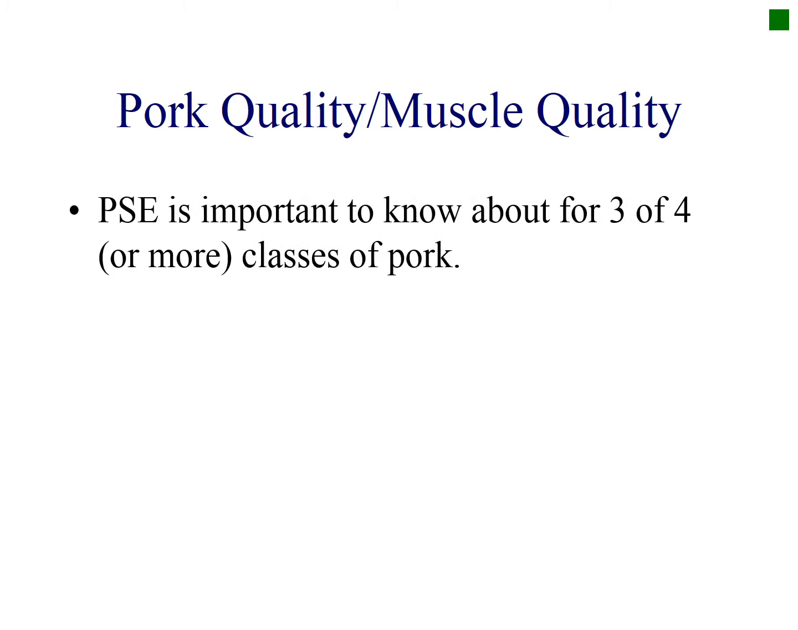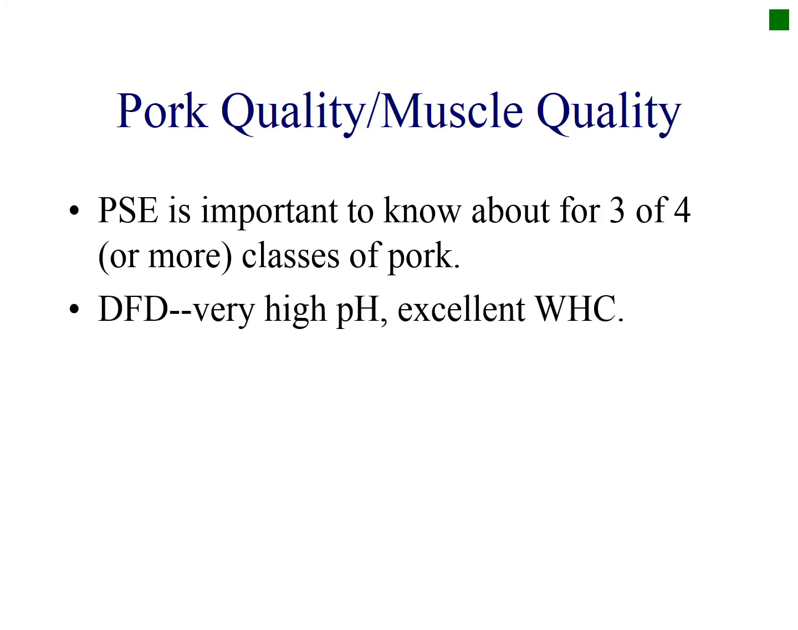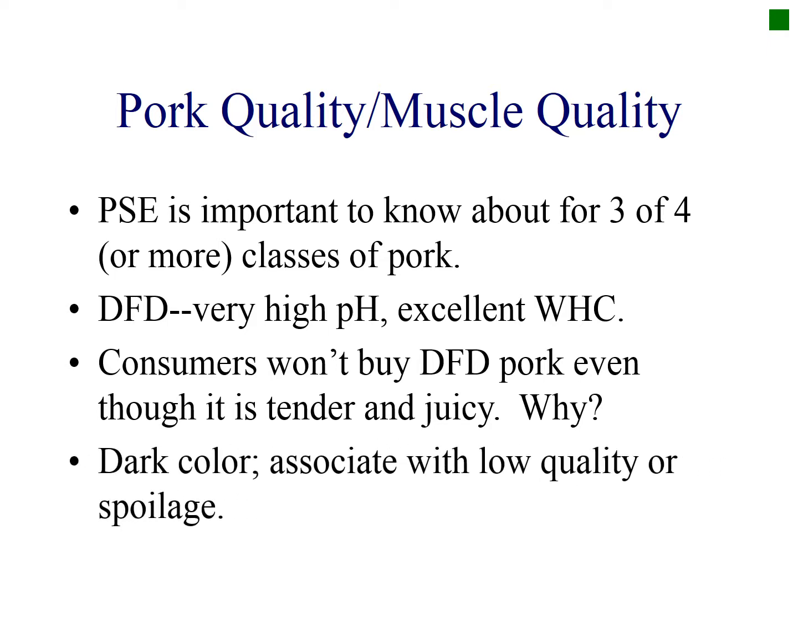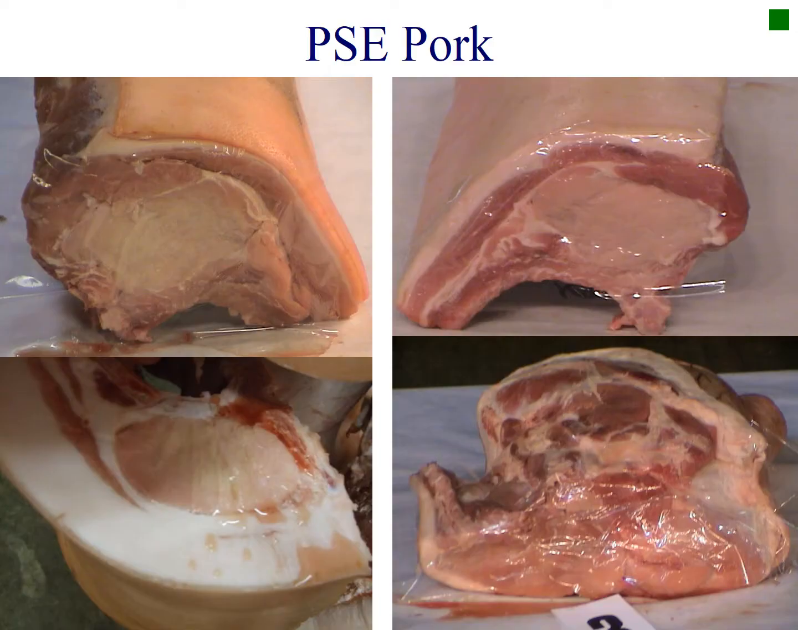So PSE is really important when you look at 3 or 4 of the classes of pork that are out there. We're going to talk about some evaluation of some pork carcasses and some cuts, just so you can see how it would affect things. Again, your dark, firm, and dry pork is going to have a very high pH. It has excellent water holding capacity. The negative thing for a DFD is that consumers see dark and associate it with being spoiled. So it's tender, it's juicy, but that dark color they associate with being expired, spoilage, low quality, whatever. So is it wrong? Yes, but it's hard sometimes to change a consumer's mind.